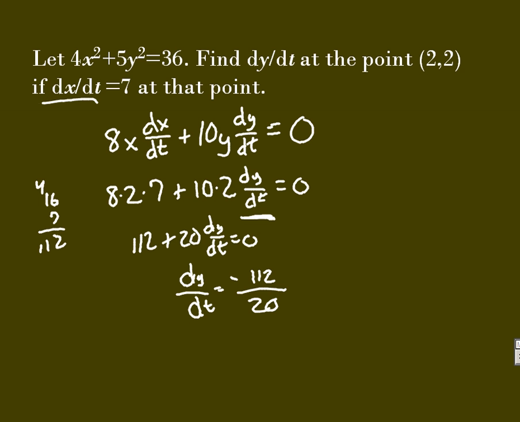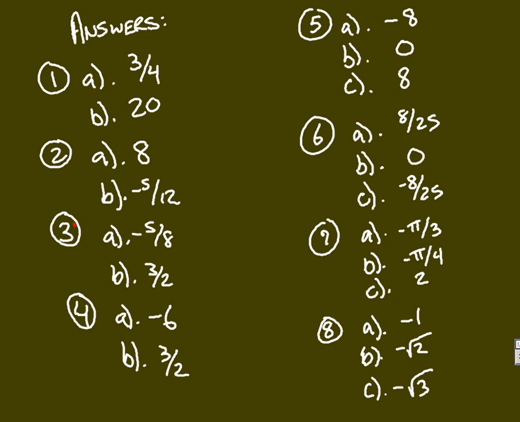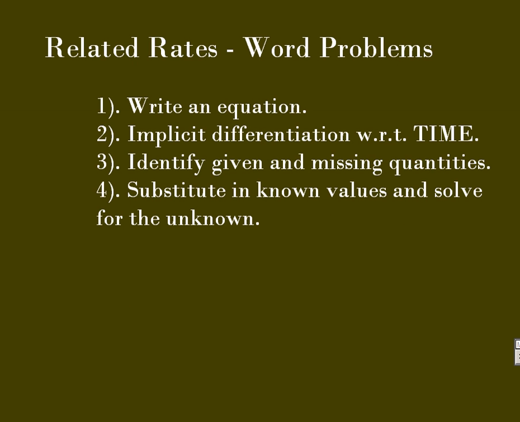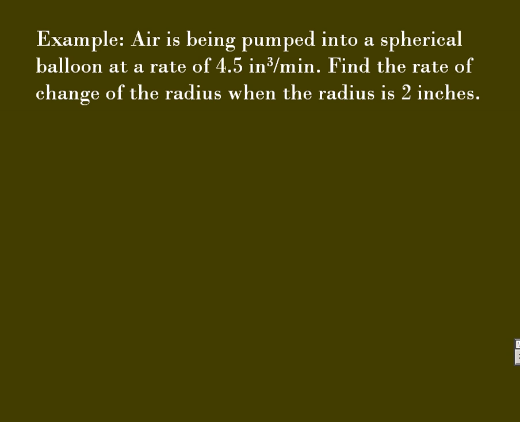Now, another thing that we're going to do, beyond that, is when we start doing the word problems. And these are the steps that you'll want to use. Essentially, just set up the problem, see what you know, and plug in for what you don't know. So, air is being pumped into a balloon at this specific rate. Find the rate of change of the radius. Well, we're talking about air being pumped in, so we've got to talk about volume. Volume of a sphere, which is 4/3 pi r cubed.